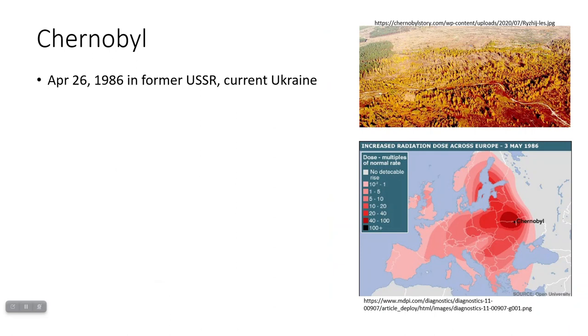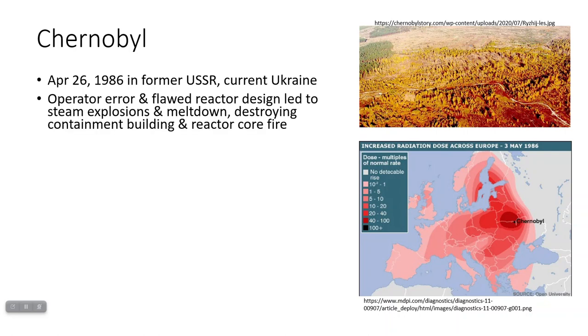The most famous of all the nuclear accidents is Chernobyl. This happened in 1986 in the former USSR, which is currently Ukraine. I was alive during this, but I was only 4, so I was not paying attention. Actually, I was 3. But what happened is a couple of things.